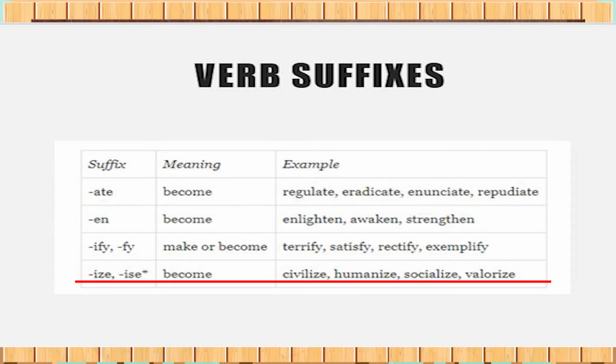Also, ize, or in some cases ise, which also means become, can be added to the end of words to form verbs. So, if we have the word civil, it can become the verb civilize. Or, if we have human, it can become a verb humanize. Or, we can even have words such as socialize.